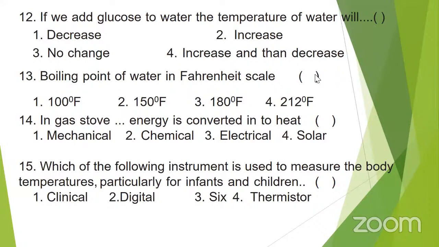Still, I give some more time. 1 more minute of time. Already I said 2 are wrong. So you have to choose 1 more. 13th, most of the children are writing. Here, read the question properly. Boiling point of water in Fahrenheit scale, not Celsius scale. It is 212. 4th is the answer. No one has answered correctly.